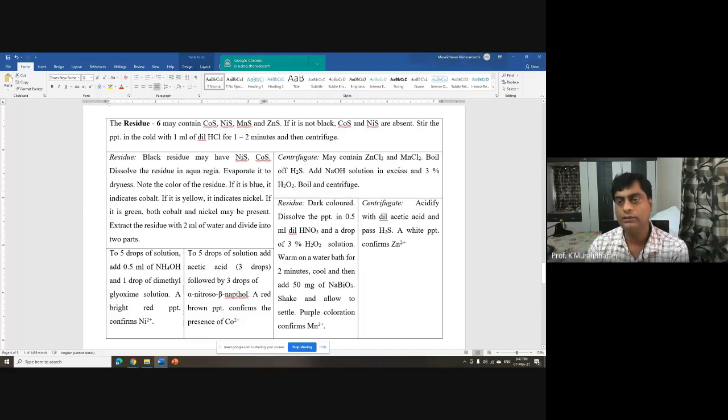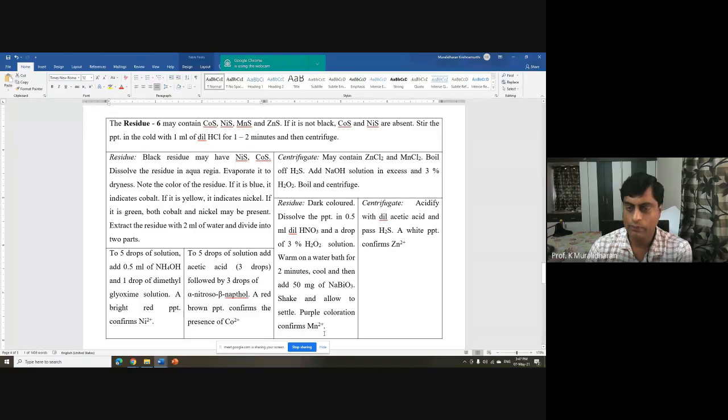Because this precipitate came from passing H2S in the basic condition, here you boil off the H2S. If excess H2S is present, because H2S is a gas, some amount of dissolved H2S will be there. You have to expel that by boiling, okay? And add sodium hydroxide solution and 3 drops of hydrogen peroxide solution, boil and centrifuge.